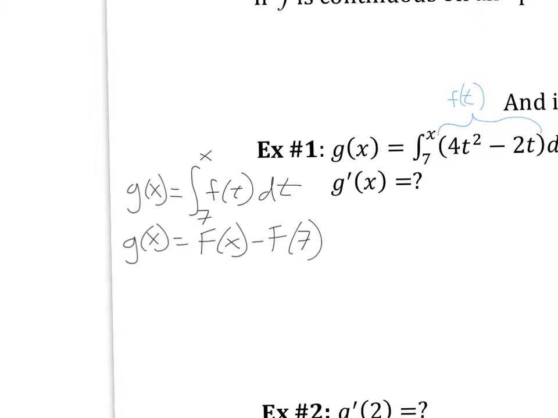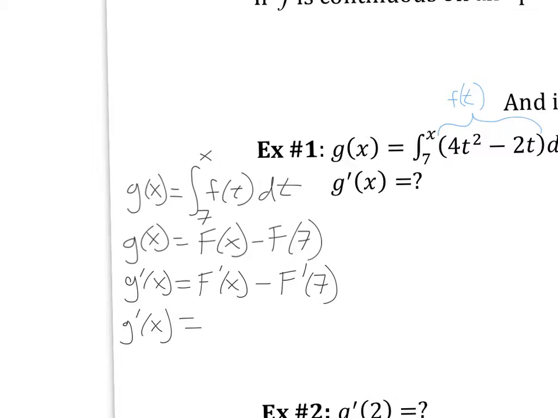So if you were to take the derivative, that would be g prime of x equals f prime of x minus f prime of 7. Well, remember, the derivative of the antiderivative should just be this exact equation that we started with, right? If we took the derivative of the antiderivative, we should just end up back here, but instead of a t now, we should have an x. So this should look exactly like this, and this is where now I'm actually doing this problem.